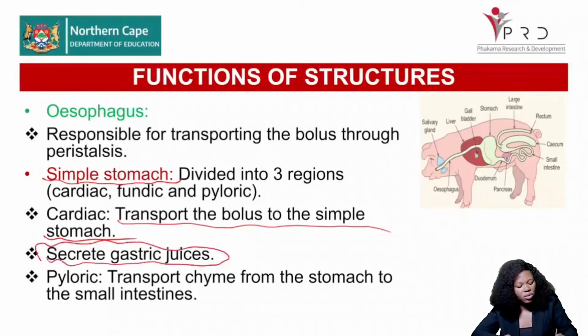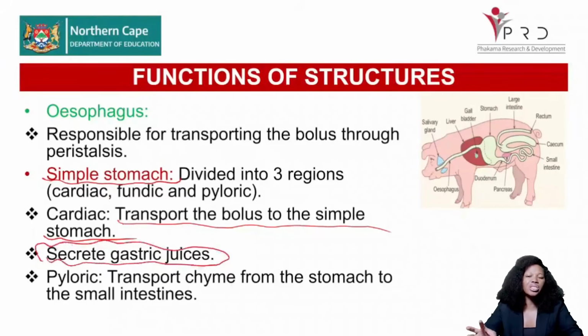And then the fundic sphincter or the fundic region, the main part of a simple stomach, secretes gastric juices, right? What do we have in these gastric juices? Firstly, we have a salt, secondly, water, thirdly, mucus, hydrochloric acid, and 2 enzymes, renin as well as pepsinogen. I also mentioned hydrochloric acid, right? And the pH of a simple stomach is at 2. Why? There is a presence of hydrochloric acid. So basically, the function is that it secretes gastric juices, right?